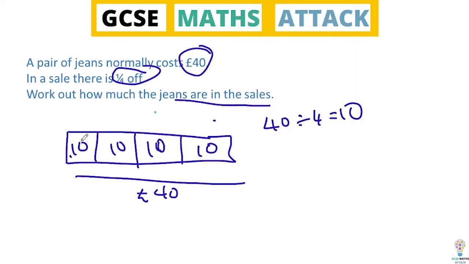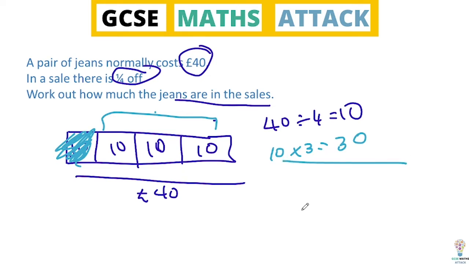And I'm told we're going to knock off 1/4. So I'm going to knock this off. So what am I left with? I'm left with 10 times 3, which is 30. So that would be my answer.